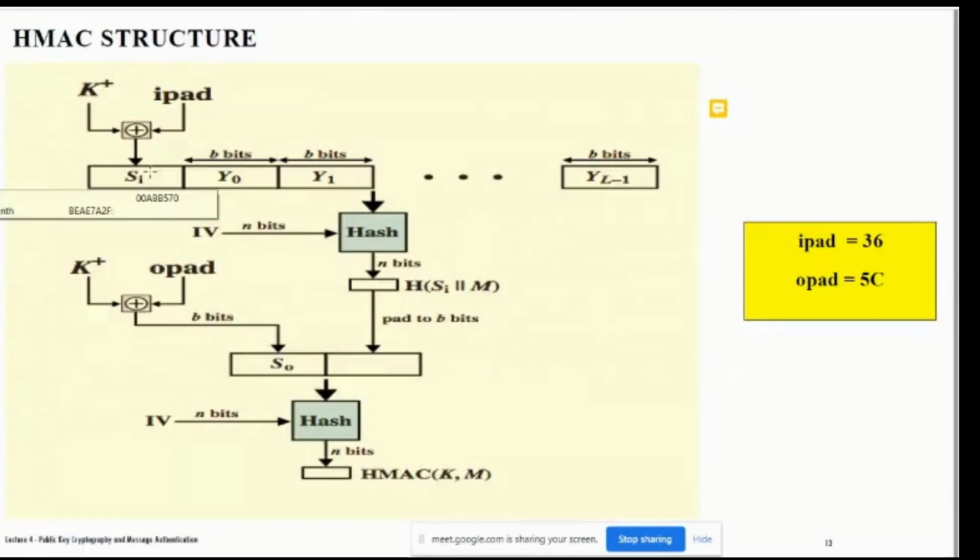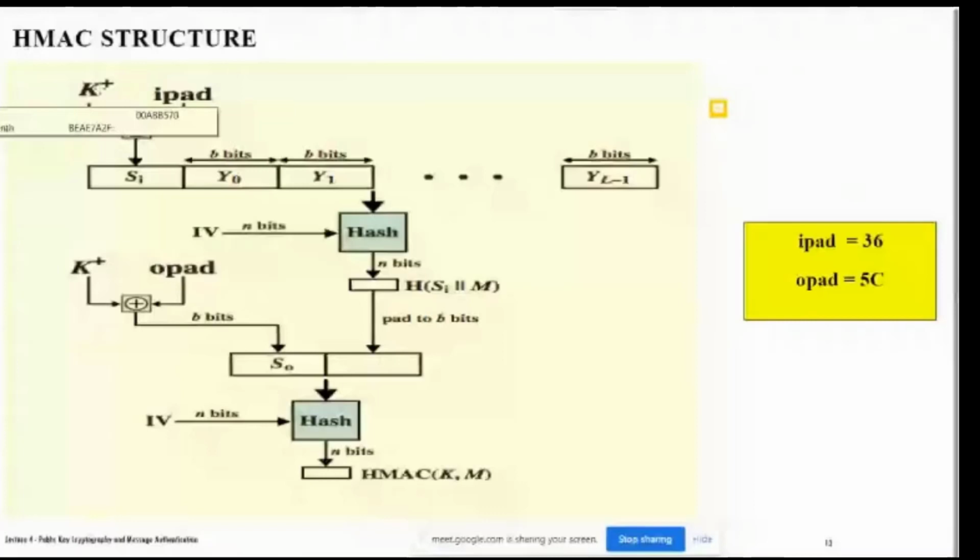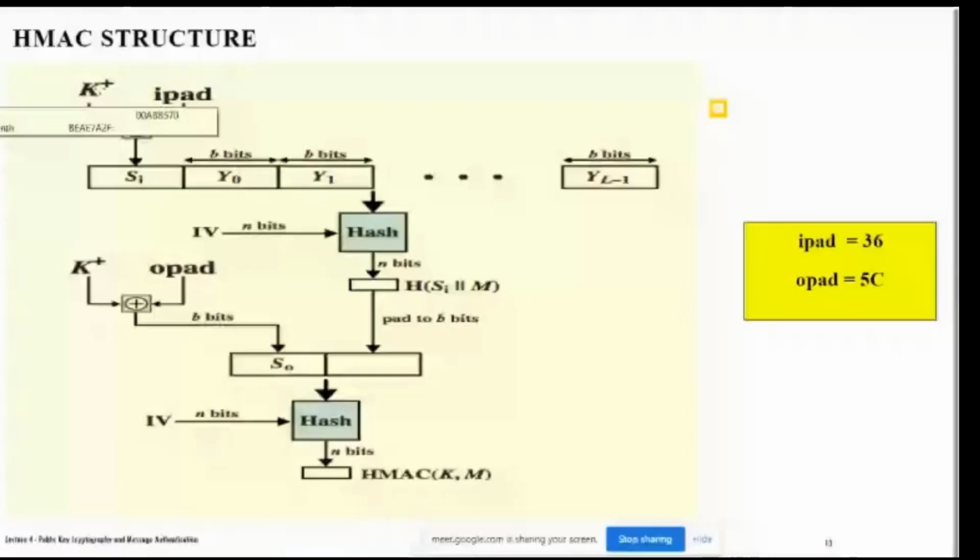Very simple. You can see I'm taking my key. Key means they used to write K, but what is this K plus? Why is it called K plus? Suppose your key is very small, you have to add something, you have to pad. What is padding? We discussed in the previous concept. You have to pad it and make it full size. If your key is very small, padding will be done. So K plus means key padded.